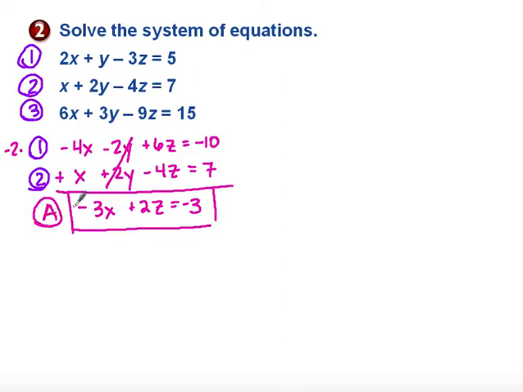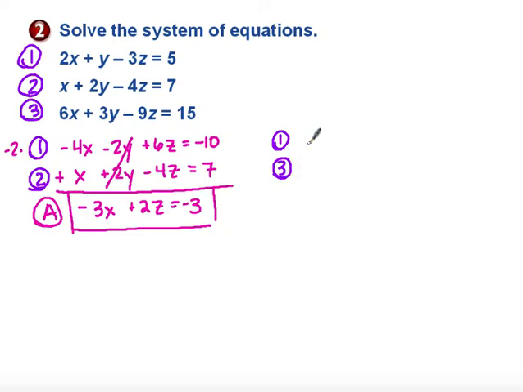Now there's that equation I'm going to call A. That's the one that I built. Now I'm going to go back to the original and decide, do I want to use 2 and 3? Do I want to use 1 and 3? I'm still trying to get rid of y, so you have to get rid of the same variable the second time too. So I'm going to use 1 and 3.